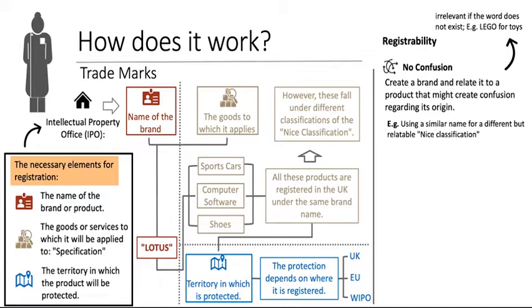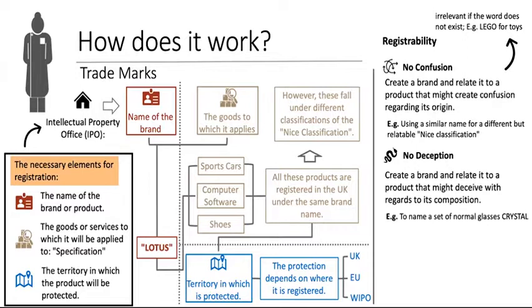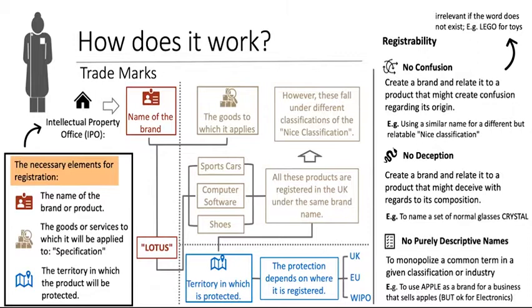Someone will think that they're buying shoelaces from the Lotus shoes that they're actually buying from you, and that's not possible. No deception. Of course, if someone has a brand of glasses made of glass and they name them crystal, that will most likely lead people to believe they're buying crystal glasses while they're buying just normal glasses. So no deceptive trademarks and no purely descriptive names.